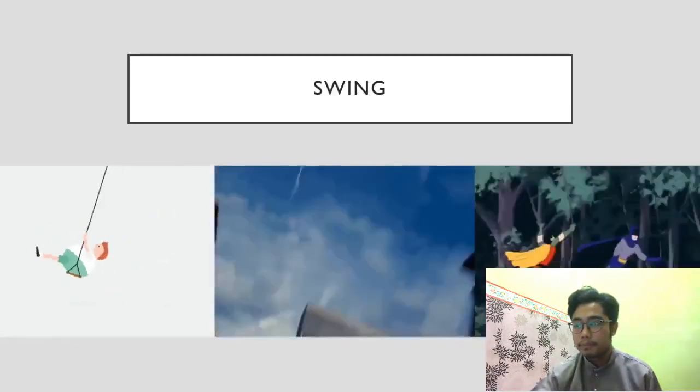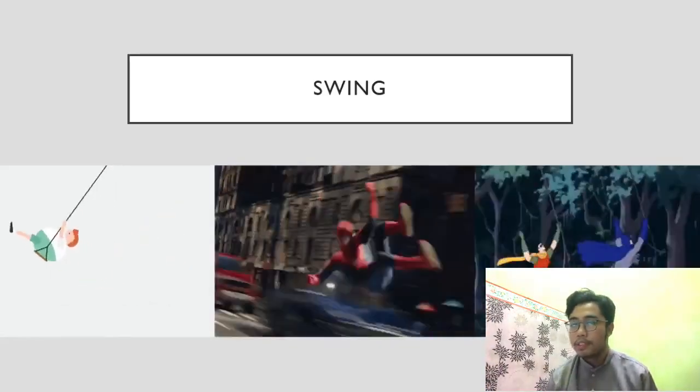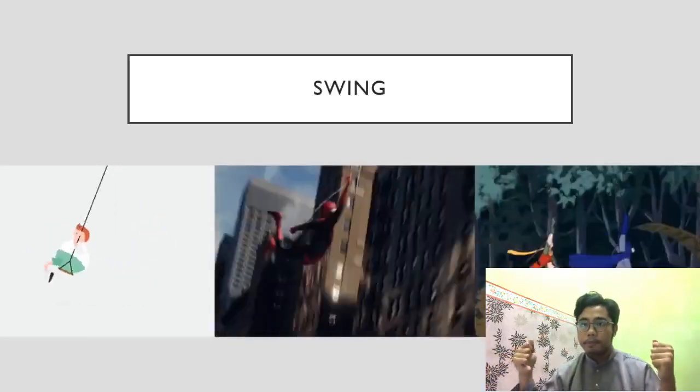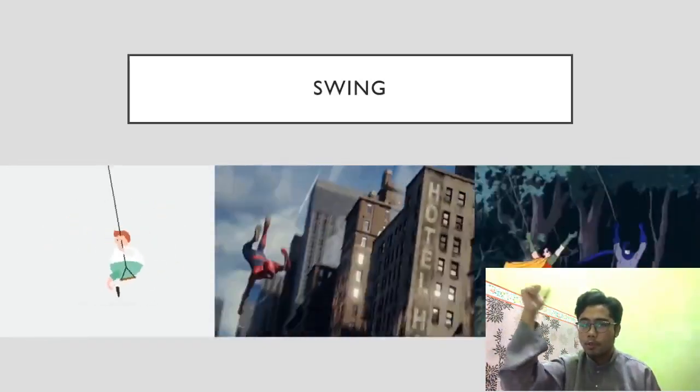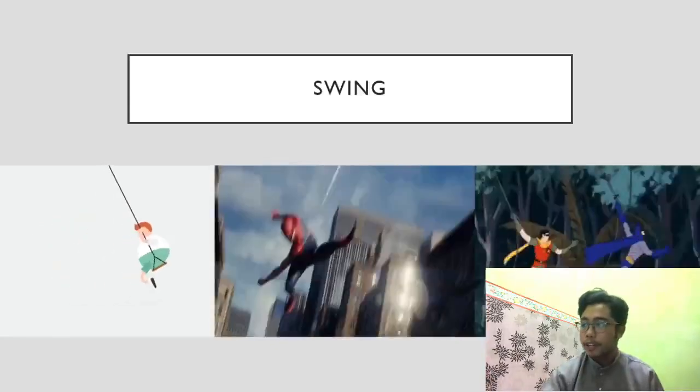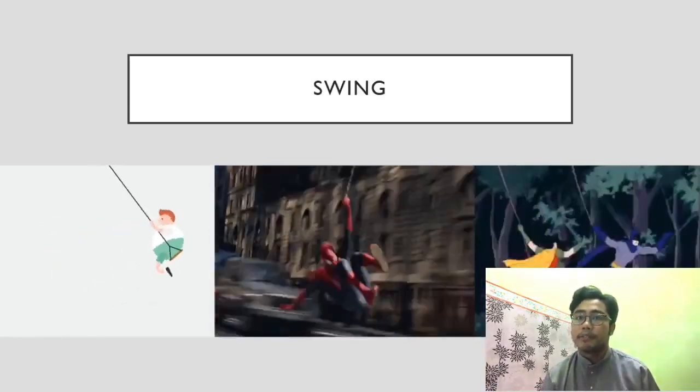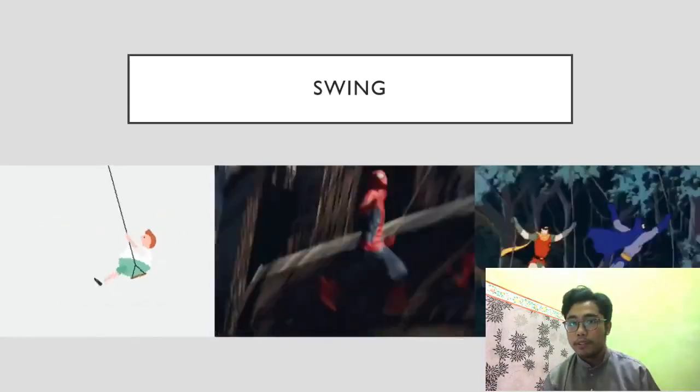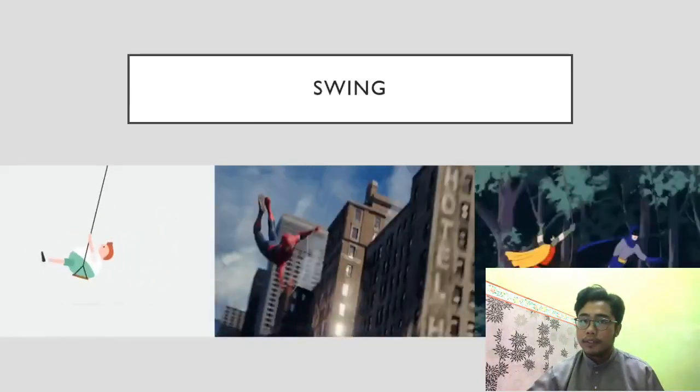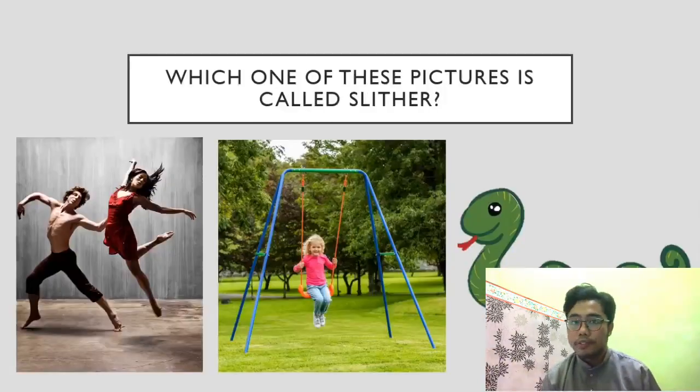Understand? Swing. Look at picture number 1, like you play in the playground, or like Spider-Man is using his webs. Or if you don't have webs, you can be like Batman and Robin, use ropes. But don't try this if it is not safe. Now let's look at another picture. Which one of these is called slither? Is it picture number 1? Is it picture number 2? Is it picture number 3?